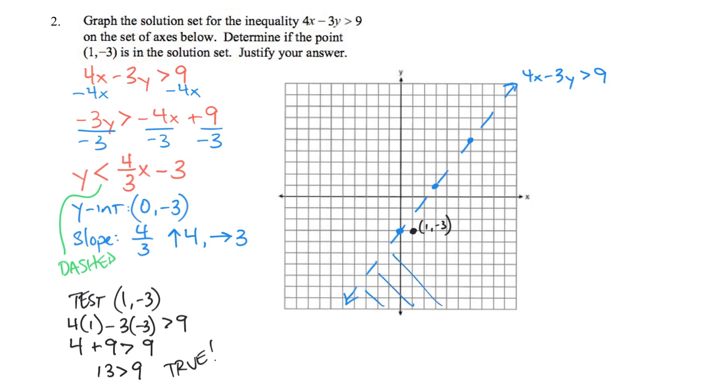So I have to shade the side that has (1, -3). There's my graph. My graph is complete. I need to answer the question, is the point in the solution set. I need to actually answer that with a yes. Yes, (1, -3) is a solution. Whoops, I spelled that wrong. And my justification is done. My justification is right here. So I'm done with this problem. That is all I need to do.